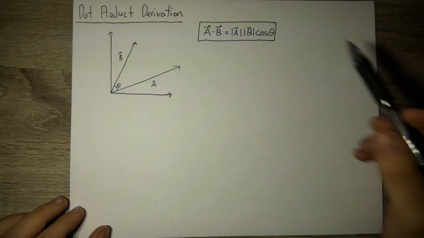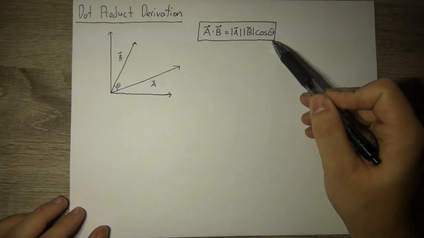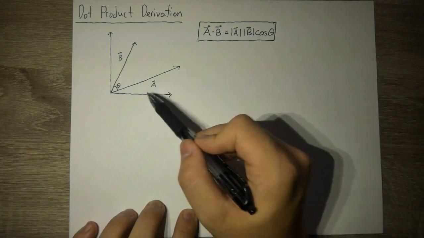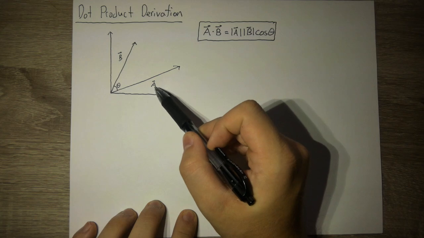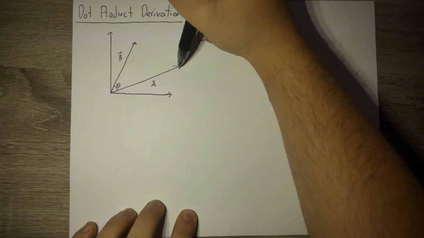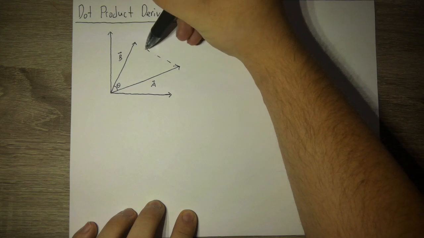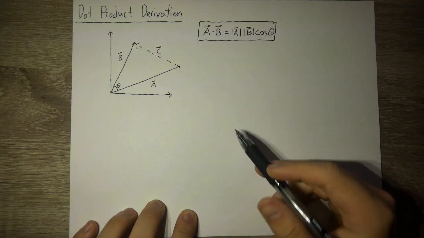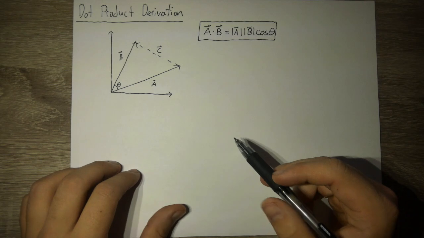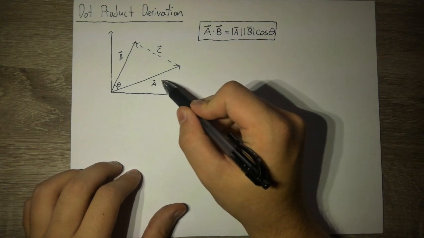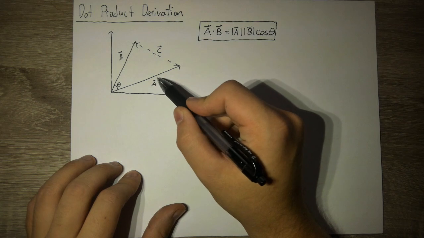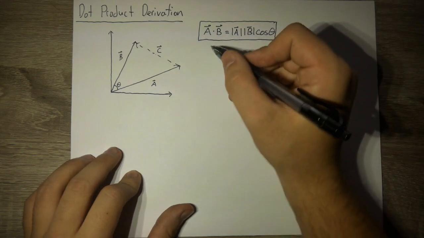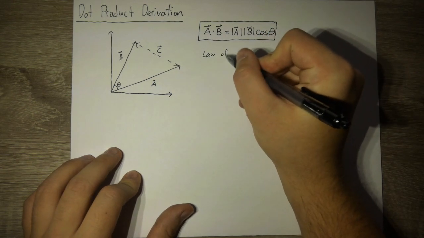In this video, I'm going to derive this geometric form of the dot product using trigonometry. I've got two vectors over here, and we can connect these two by another vector c. Notice that this is not a right triangle now, so we can't use our basic trigonometry functions, but there is something called the law of cosines.